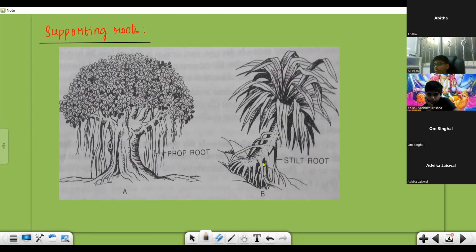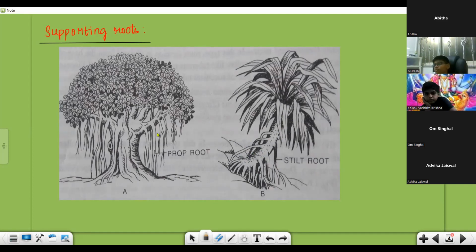Then coming to the sugar cane, see how the sugar cane has roots. Have you ever eaten sugar cane? You can find the roots, right? Do you find roots all over the sugar cane? So those are the stilt roots. These are some of the supporting roots.